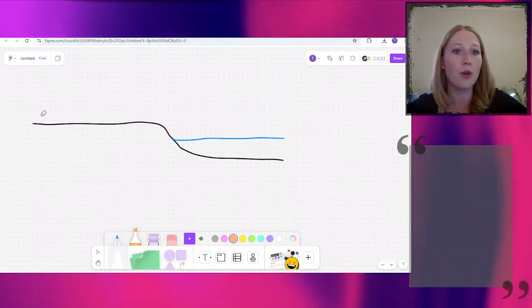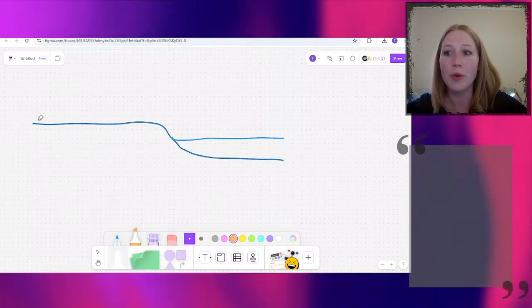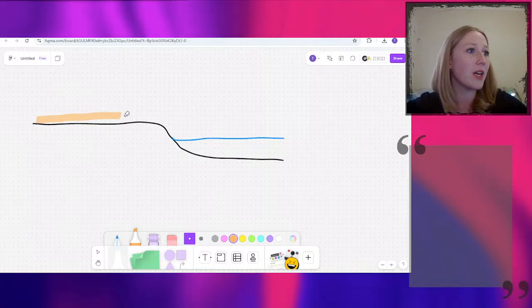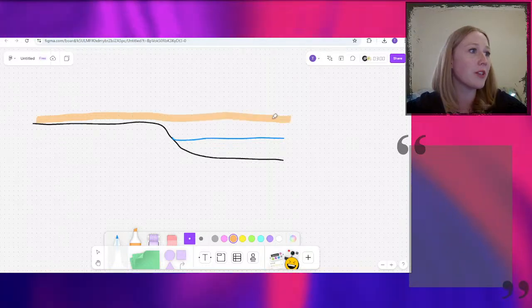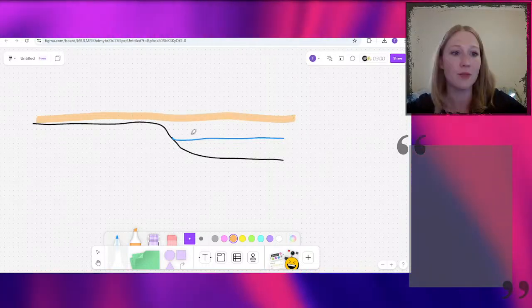I'm just going to use orange to mark off where the high pressure is. So here we have the high pressure, like that.